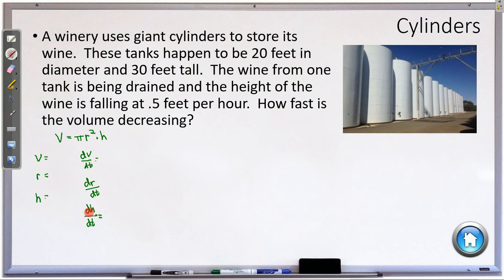We know we want to take the derivative, so we may as well take the derivative of our formula. So on the left we have the derivative of V with respect to t, and on the right we have the derivative of pi r squared times height over dt. Let's practice this one more time because it is fairly complicated. So the left is going to stay dV/dt.